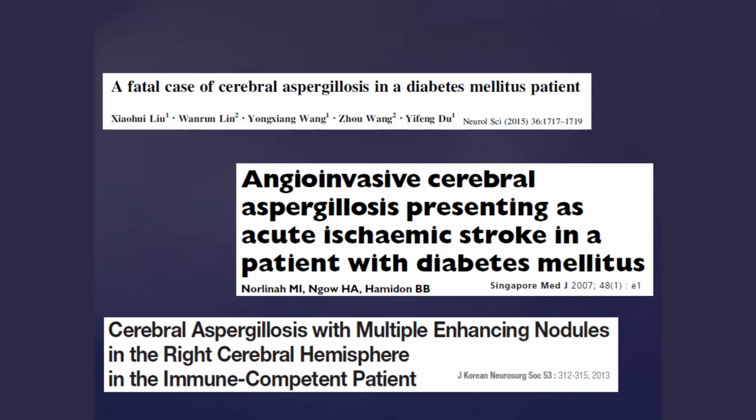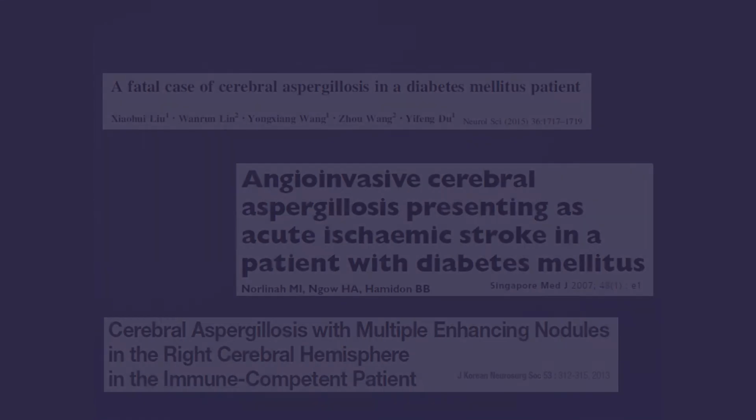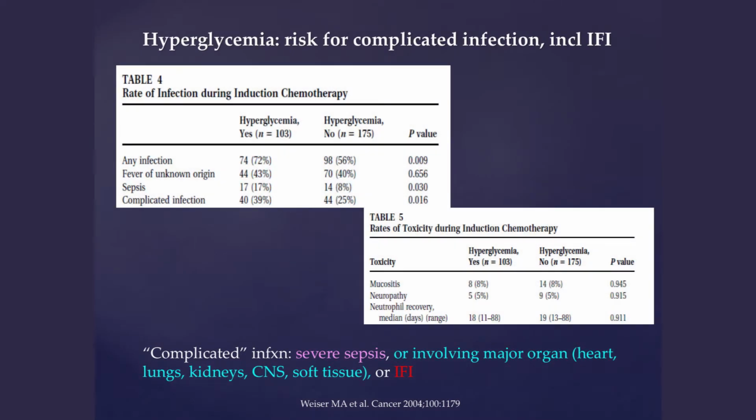Now, if you scour the literature, you find that there are quite a few of this type of case reports. I'm intrigued by the fact that although there aren't so many, almost all of them are Asian cases of aspergillosis in diabetes mellitus. And in fact, hyperglycemia is a well-known risk factor for mucormycosis. But for invasive aspergillosis, the data are not so strong.